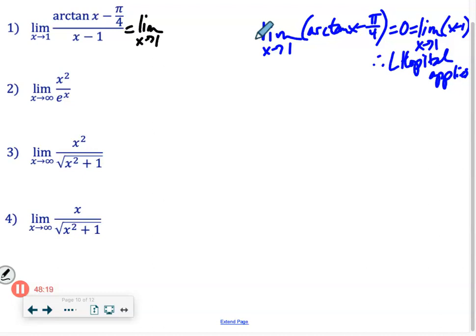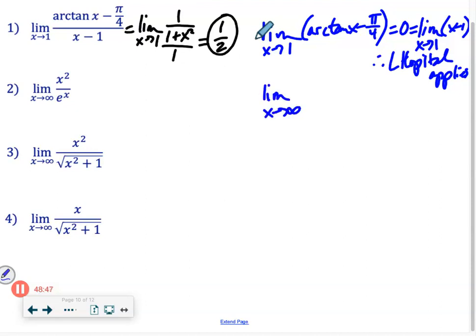So the derivative of arctan x, let's see how well we remembered. It's 1 over 1 plus x squared. Derivative of pi fourths is 0 over 1. Plug in your 1, and you get a half. All right, so well done. You guys all got that. And I see you all remember the derivative of arctan, which is fantastic. So good job.